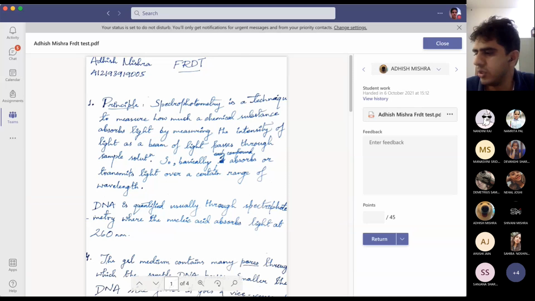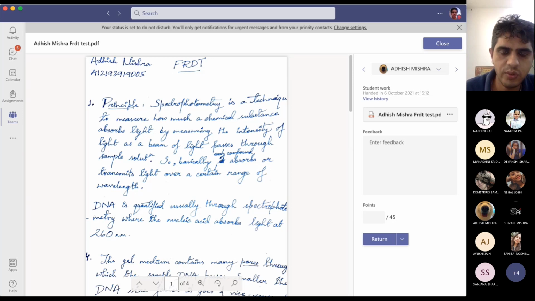Okay, so Adish, the first question is wrong. You didn't describe the principle. So what really does that principle mean? In this you have to describe the Lambert-Beer's law, so the absorption depends upon the concentration. Spectrophotometry works on the Lambert's and Beer's law. Okay, so you didn't write that.